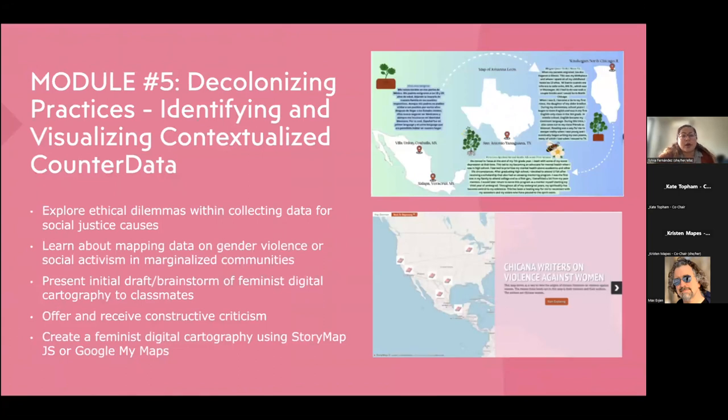Another example is model 5, which is decolonizing practices, identifying and visualizing contextualized counter data. And this started with a project of mapping themselves. It was mapping and thinking about the places where students feel secure, where students feel uncomfortable, about their identity, about what different places mean for different people, depending on intersectionality. This map could be drawn, could be written, or could use different digital tools.